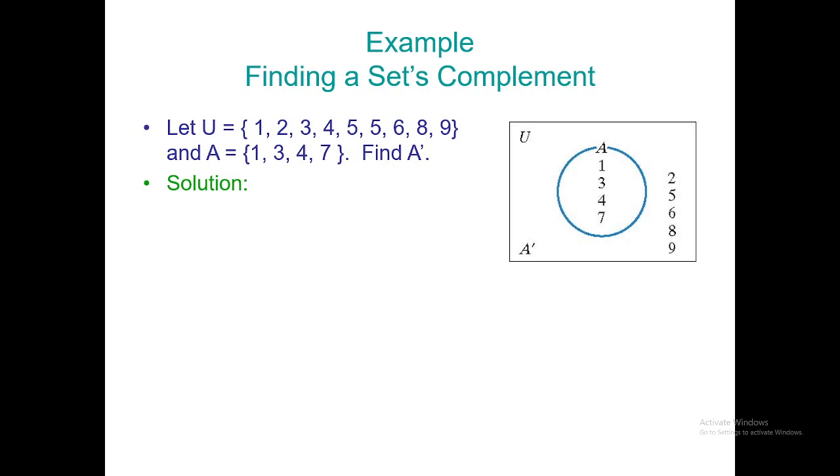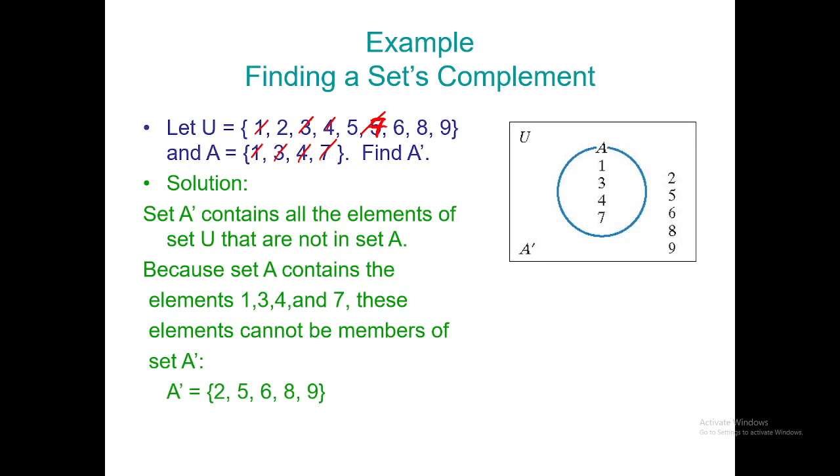Now let's have more examples. Finding set complements. You have there, just remove this 5. There's a missing number 7 here. Okay, there you go. Now, how do we get a complement here? We eliminate 1, 3, 4, and 7. What is left in the universal set? 2, 5, 6, 8, and 9. That's right. So our answer is 2, 5, 6, 8 and 9.